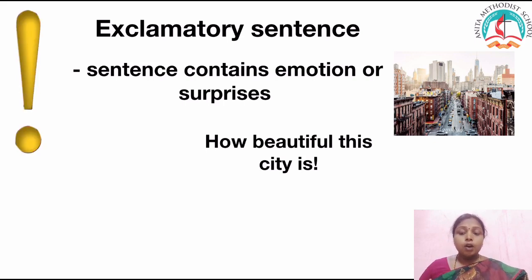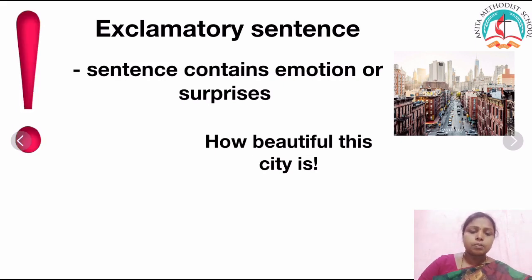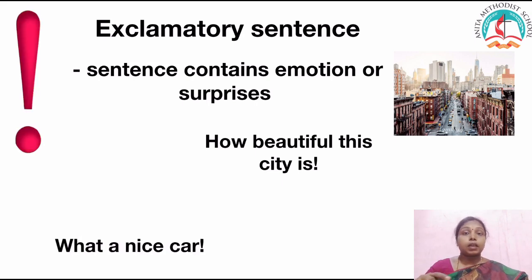So here, how beautiful this city is! I'm just admiring the beauty of the city. So here, I use the exclamation mark. Can you see this exclamation mark? A line and a dot. That is called an exclamation mark, showing our emotion. Let's see the second example. What a nice car!